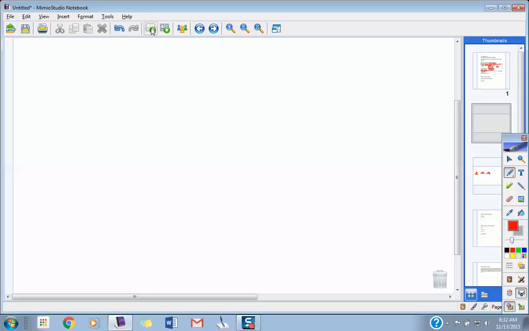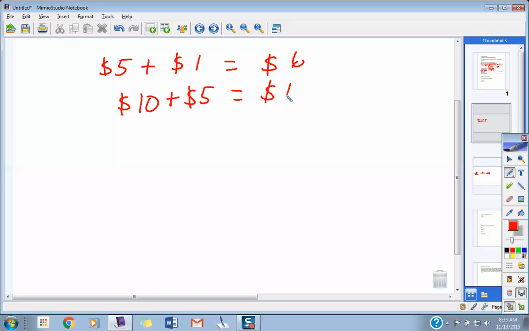You have a $5 bill plus, I don't know, a $1 bill, which is equal to how much money, kiddos? How much money is that equal to? $6, okay? Suppose you have, I don't know, a $10 bill over here plus a $5 bill. What's that equal to? $15.